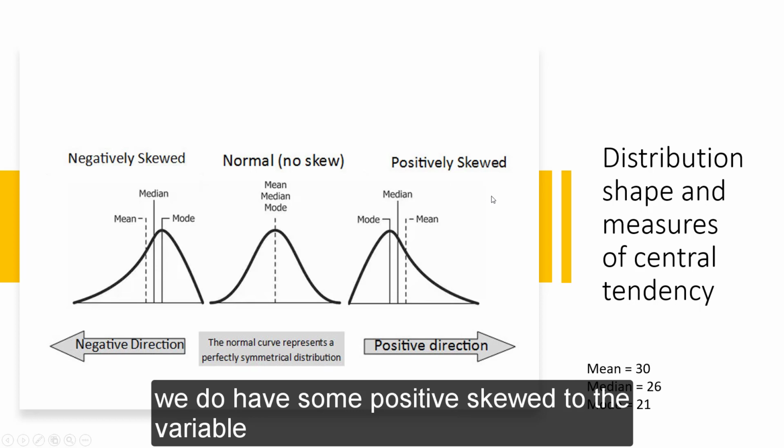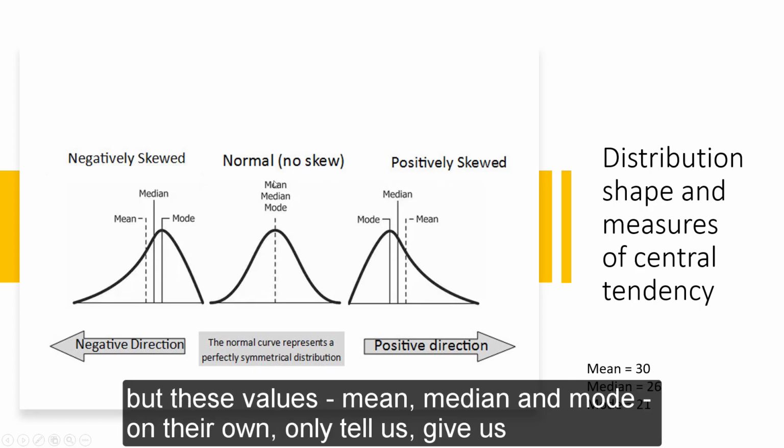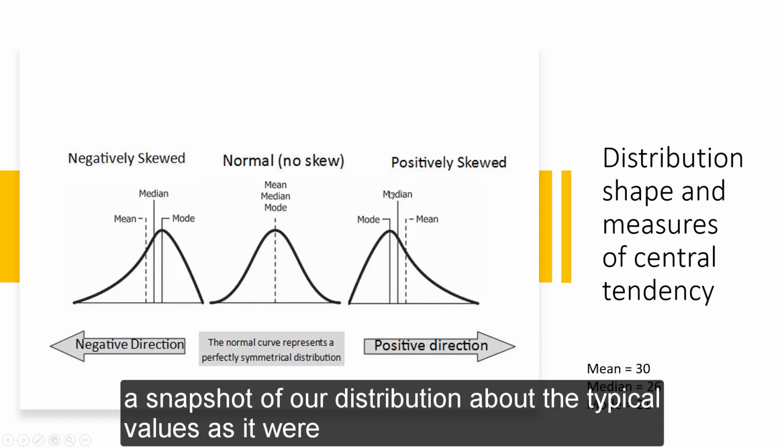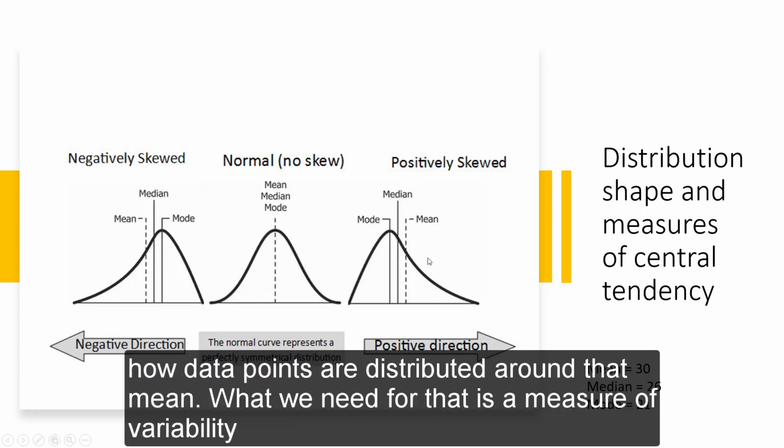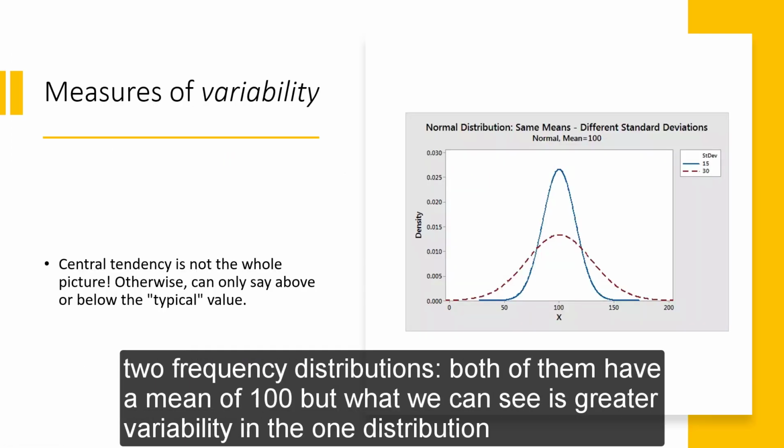But these values, mean, median and mode, on their own only give us a snapshot of our distribution, about the sort of typical value, as it were. What that doesn't tell us is how data points are distributed around that mean. What we need for that is a measure of variability. And that's illustrated in this point here.